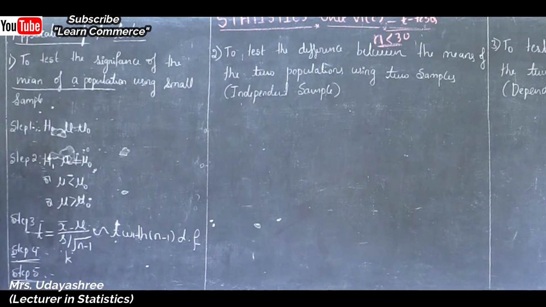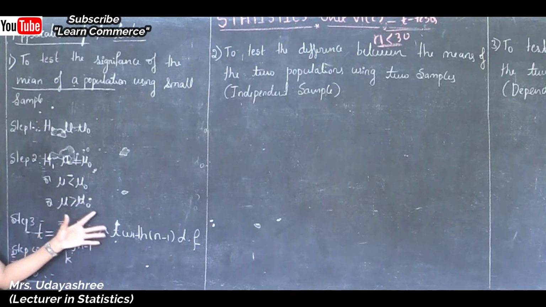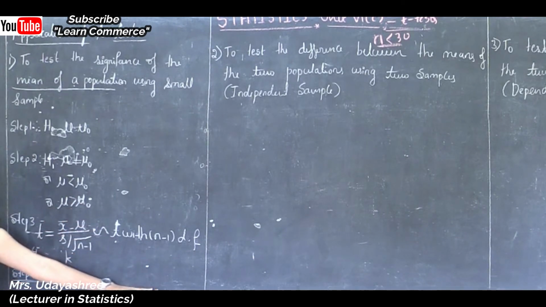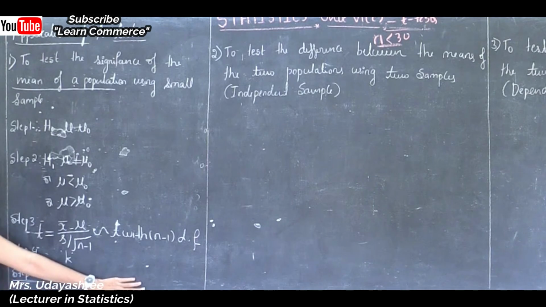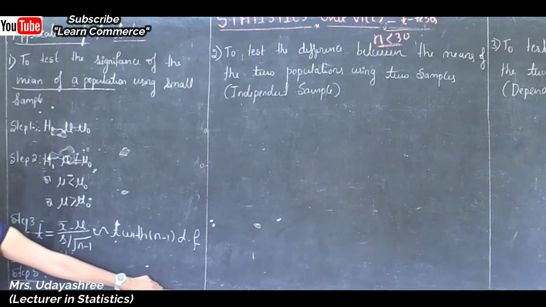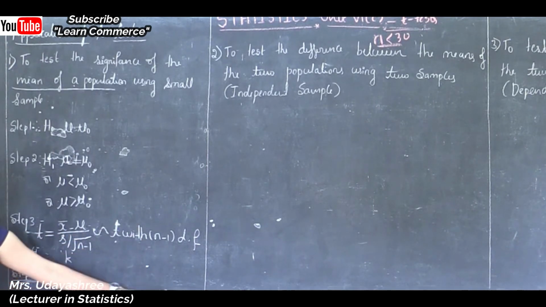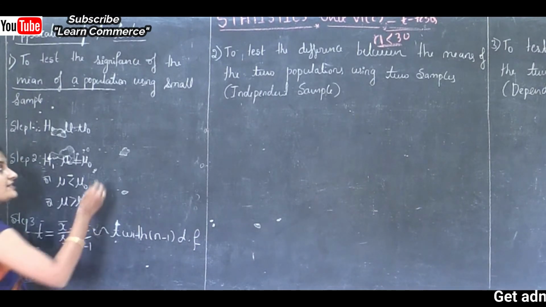Step 5 is the conclusion part. If the calculated value lies in the acceptance region, then H naught is accepted. Otherwise, H naught is rejected. Or we have conditions like this.